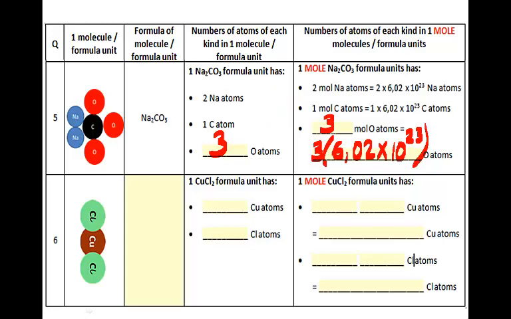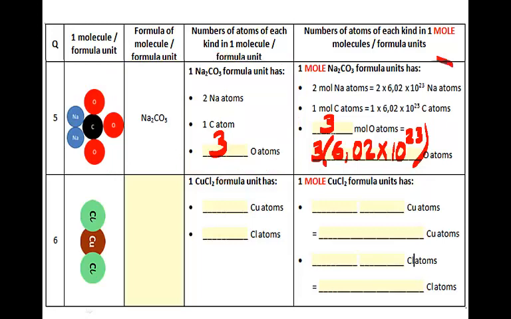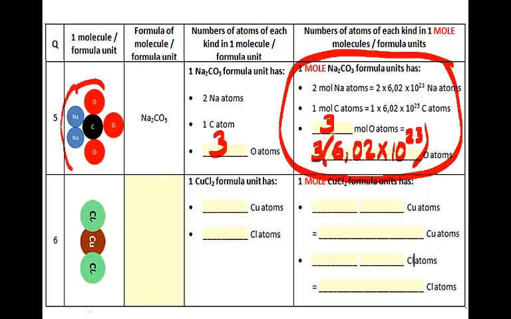They don't refer to the same amount of substance. Here we only refer to a single sodium carbonate formula unit, whereas here we refer to many billions of these. How many of them? A whole mole of them, 6,02 times 10 to the power 23 of them. That's very different from just one of them.